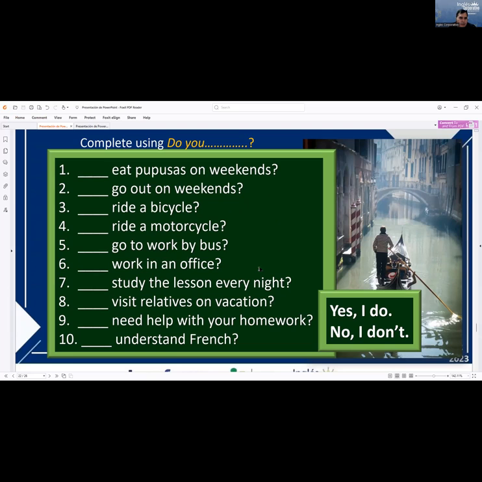And in this one, all of them are do you, so no problem. Do you eat pupusas on weekends? Do you go out on weekends? Do you ride a bike? Do you ride a motorcycle? Do you go to work by bus? Do you work in an office? Do you study the lesson every night? Do you visit relatives on vacation? Do you need help with your homework? Do you understand French?